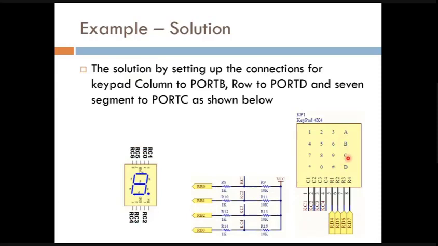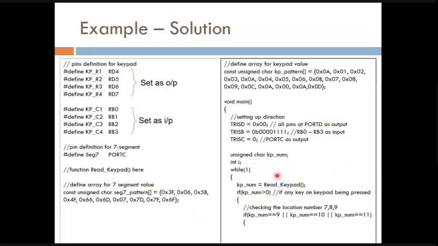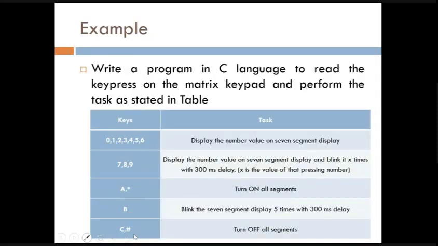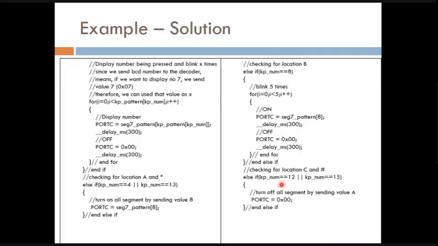C, and then C and hash. C and hash will mean that you turn off all the segments. For C, you set it to 0, just port C, not the array, not the array pattern. It only affects port C, so you set the whole port as low by giving the value 0. So 0 means that you're putting low for the whole port, bit 1, bit 2, bit 3 up to bit 8.